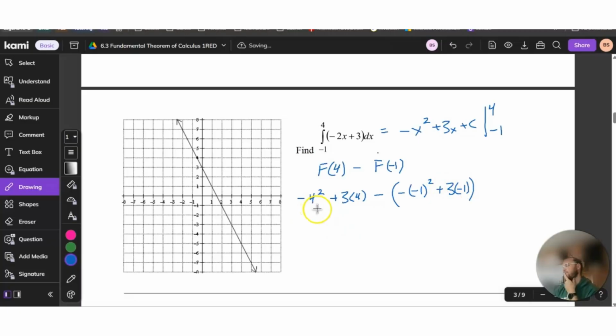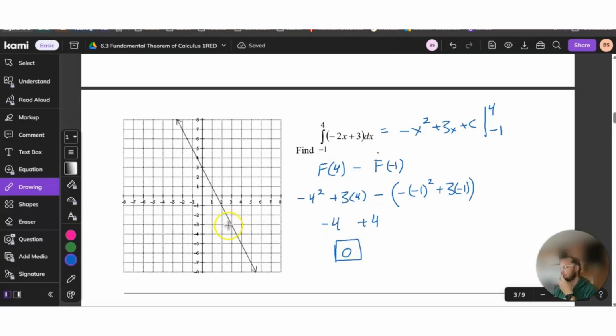All right. Negative 4 squared is negative 16 plus 12, negative 4. Negative 1 minus 3 is negative 4. Minus negative 4 is plus 4. Why did you do 4? Wait. We got 0. Wait, but I have a question.